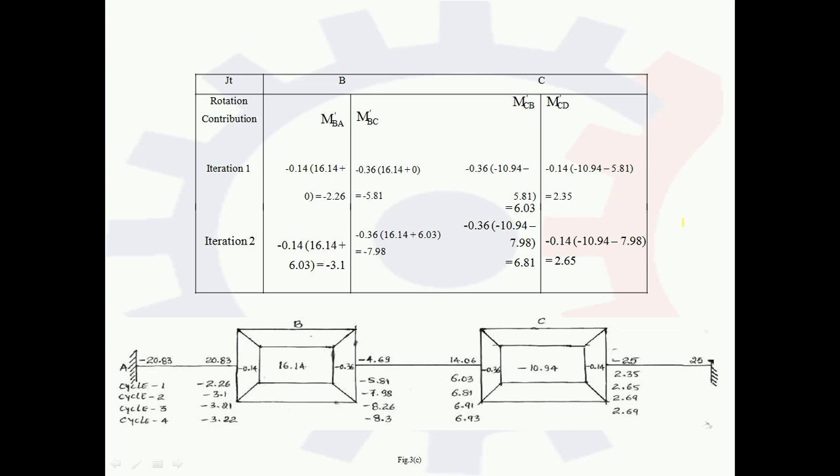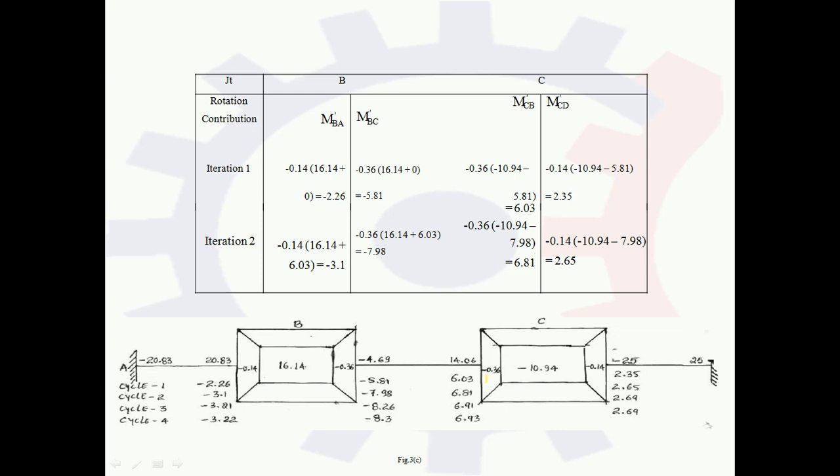The M dash CD value is rotation factor minus 0.14 into minus 10.94 and minus 5.81. So minus 5.81 we take as the far end contribution value, and the near end value is 0 at joint D. So only minus 5.81 we have to consider. So it is 2.35. So the first cycle has been completed, in which we went through this calculation, and we got these values: minus 2.26, minus 5.81, 6.03 and 2.35.